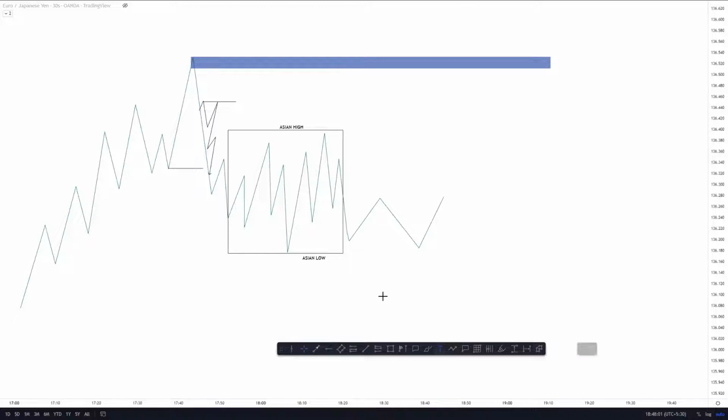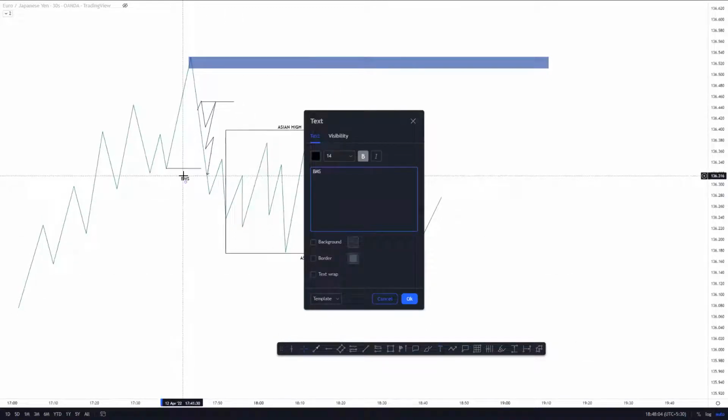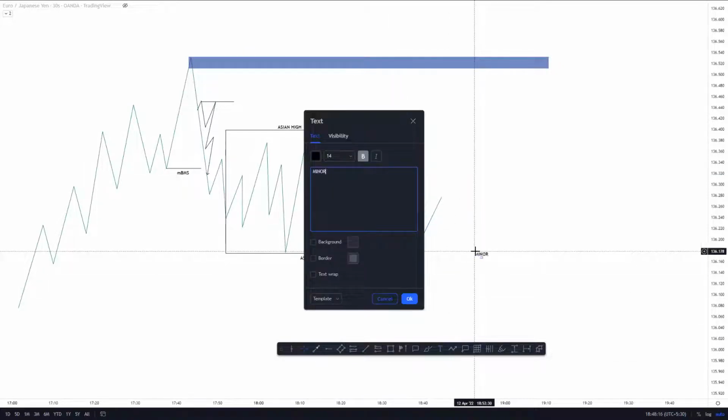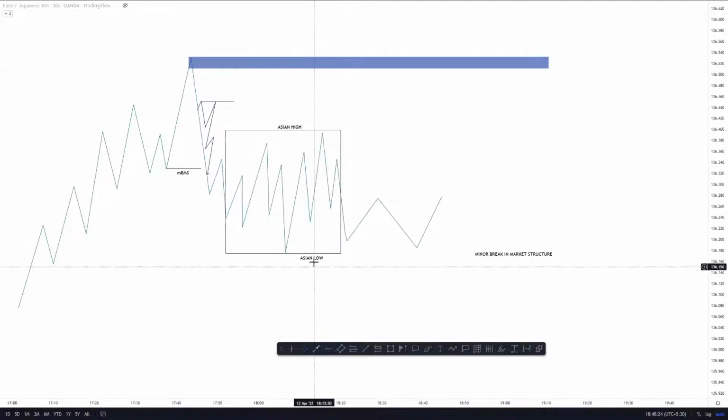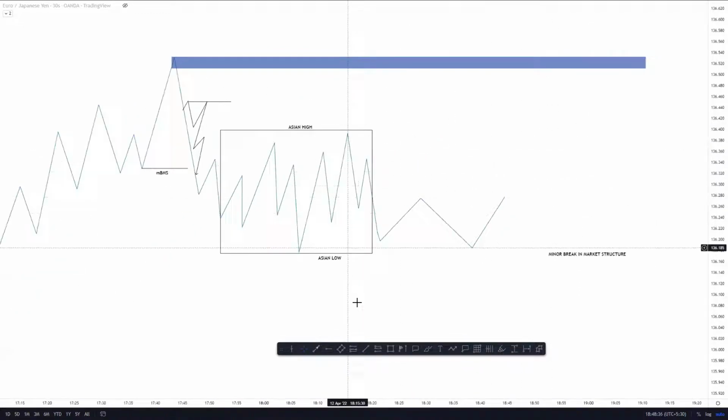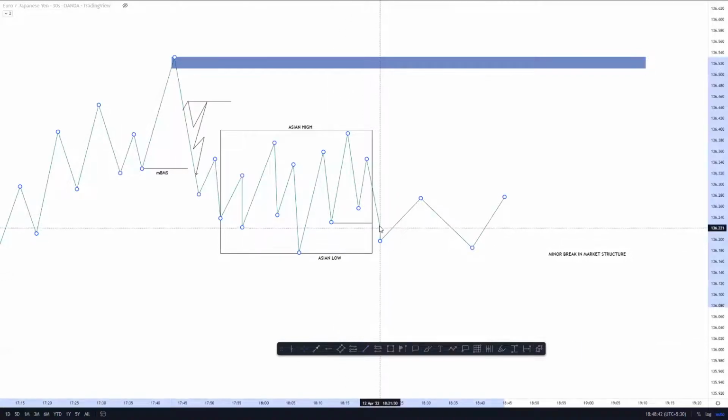And we have a breaking market structure in here. I call this a minor breaking market structure. So this is your Asian session high, this is your Asian session low, and this is our supply zone. So you see this Asian session gone in here and given a minor break in market structure as well here. You can see here.